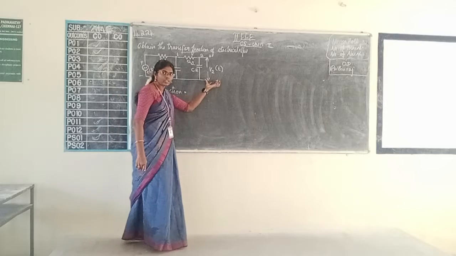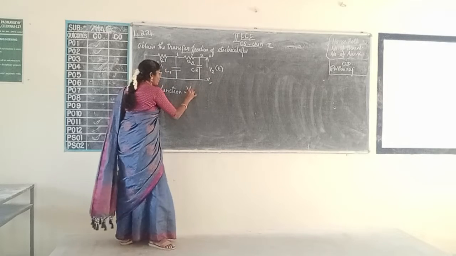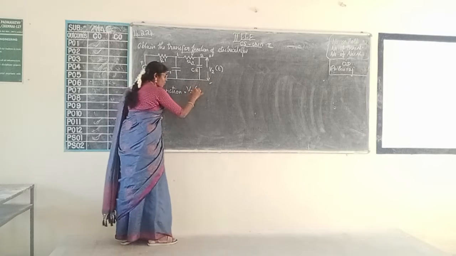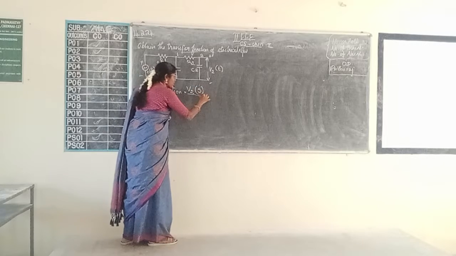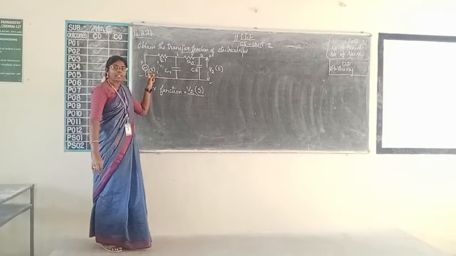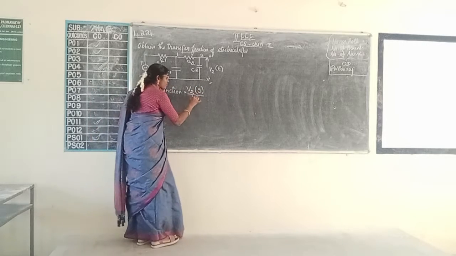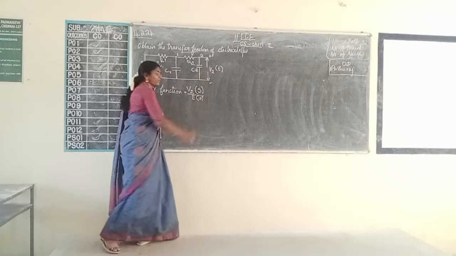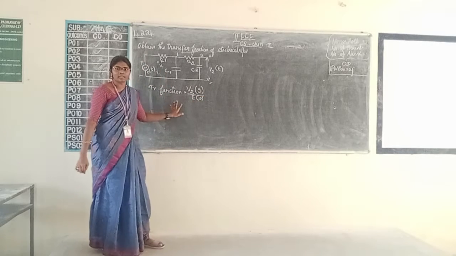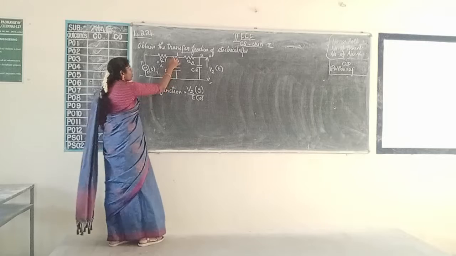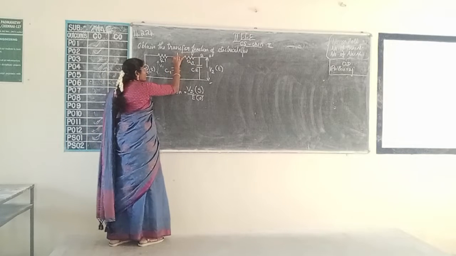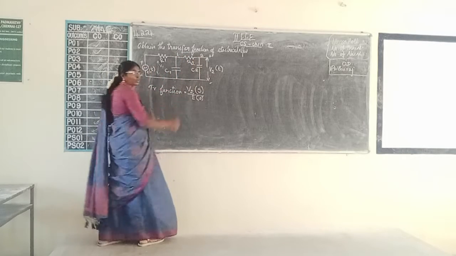Here what is the output? V2. So it is the Laplace transform, right? So V2 of S divided by what is the input? E of V. So its Laplace transform is known as E of S. So we have to find this step. Okay. Initially we have to know the nodes, that is here node 1 and another node 2.